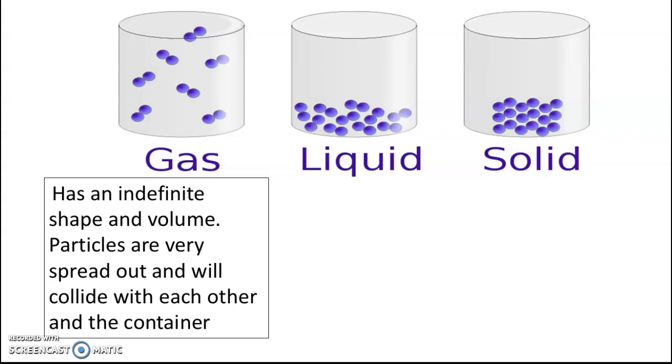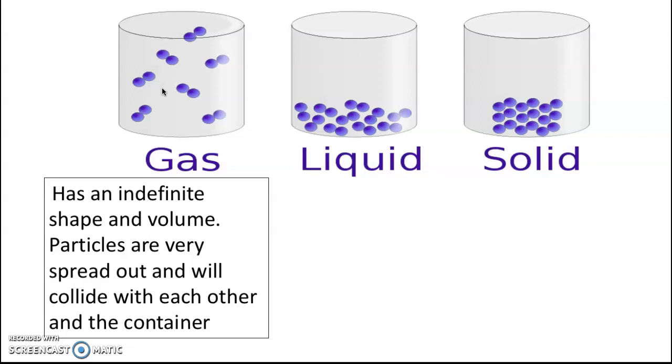So, gas, we're going to start with gases, has an indefinite shape and volume. This is the actual definition. Particles are very spread out and they will collide with each other and the container. So, as we can see, with the gas particles we have over here, they're all floating around and they're all random, right? So, because of that, they can't really form to whatever container they're in. And it's really difficult to find the volume. We can find the volume, but it's difficult. All right, and particles are very spread out. They're really random and they like to collide with each other a lot.